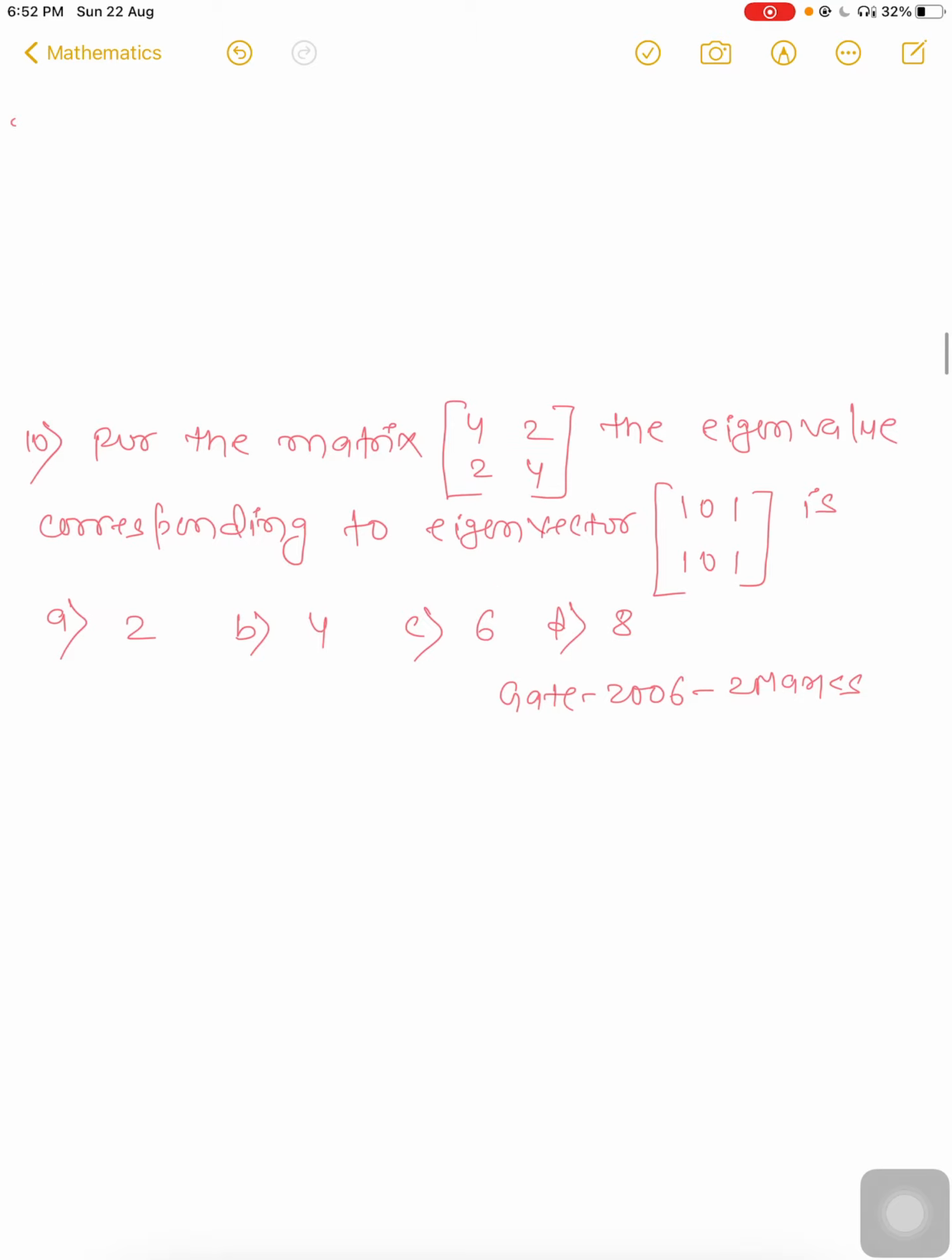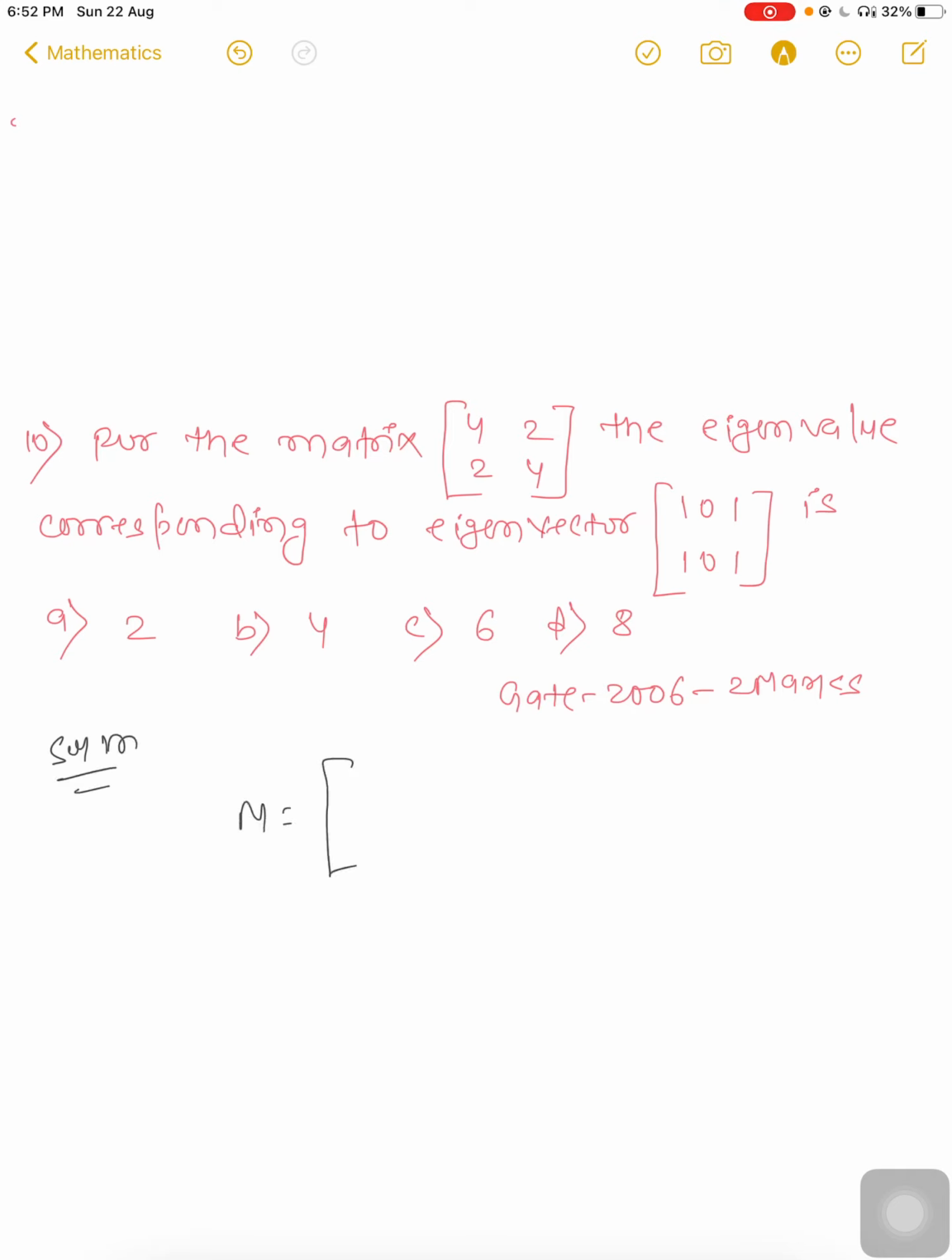It is the property of matrix. Always remember. Now comes to next question. For the matrix, the eigenvalue corresponding to eigenvector. So corresponding to eigenvector, we have to find out the eigenvalues. Okay. So M is given.